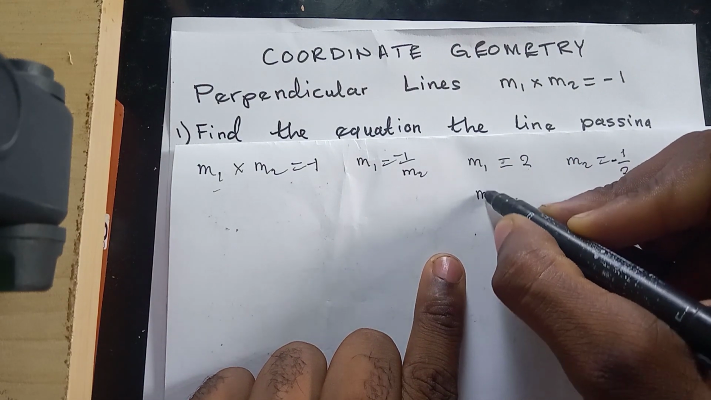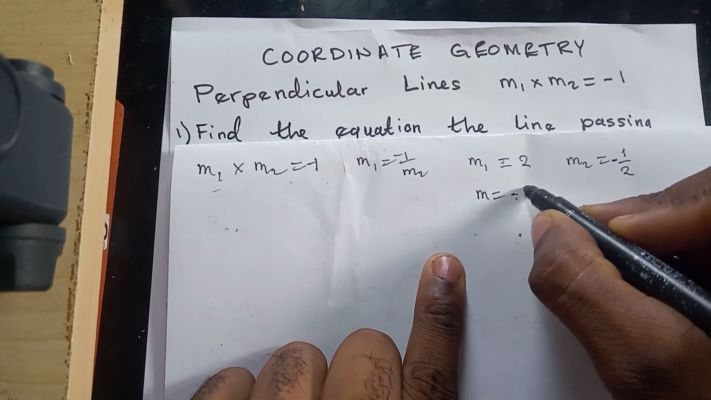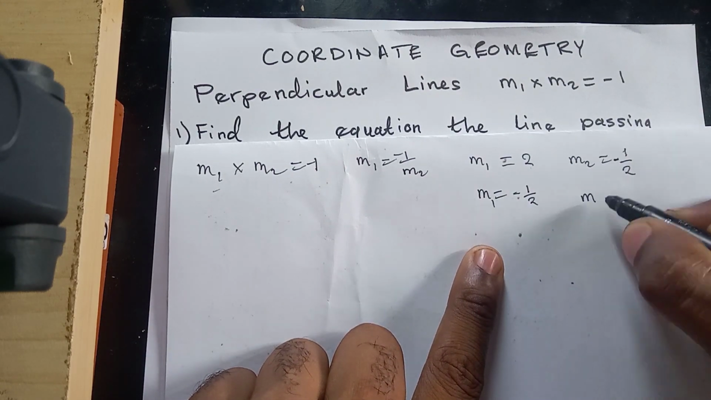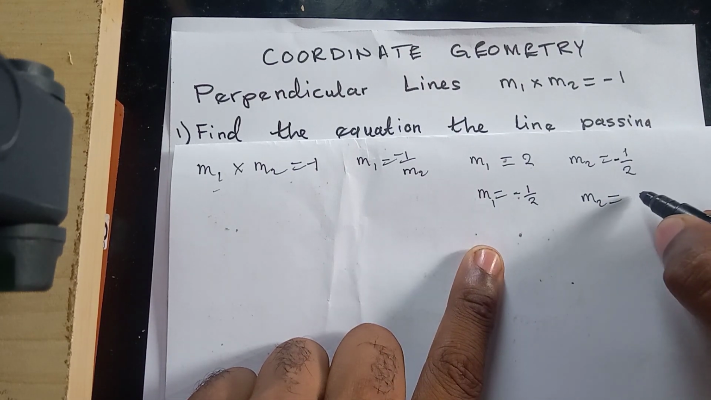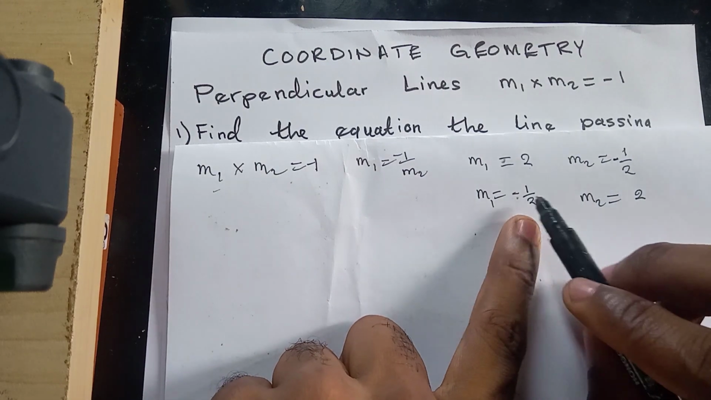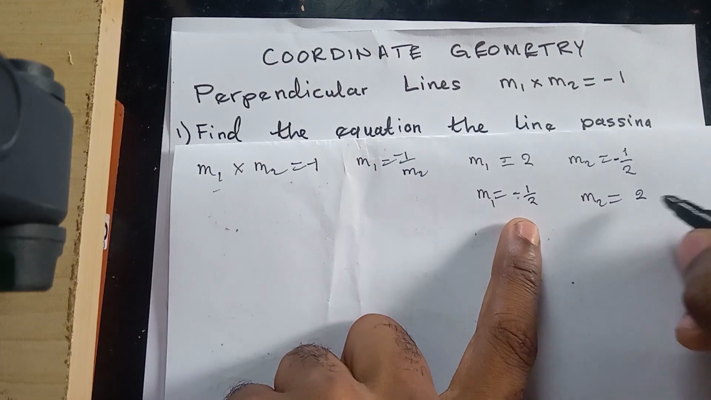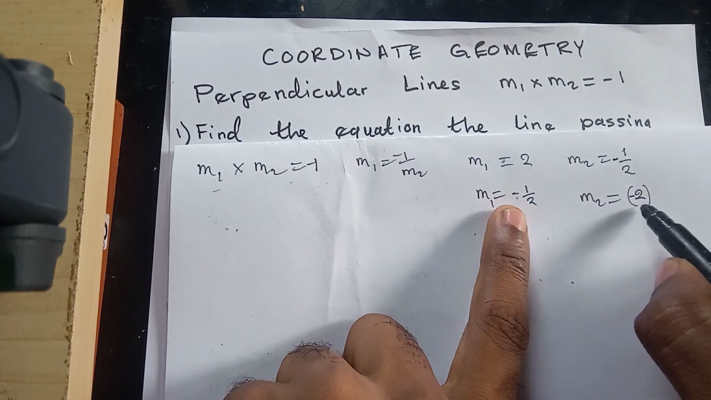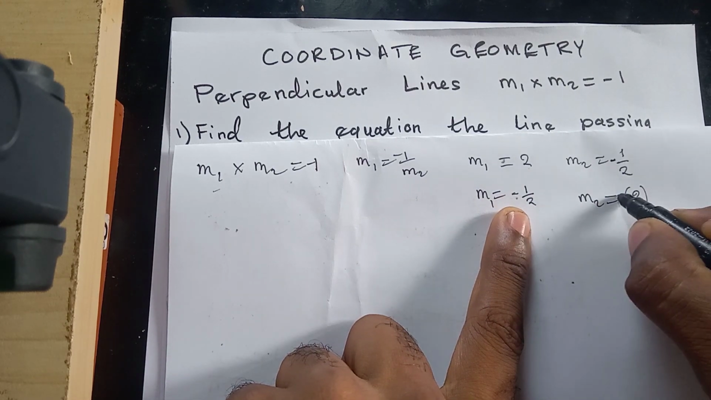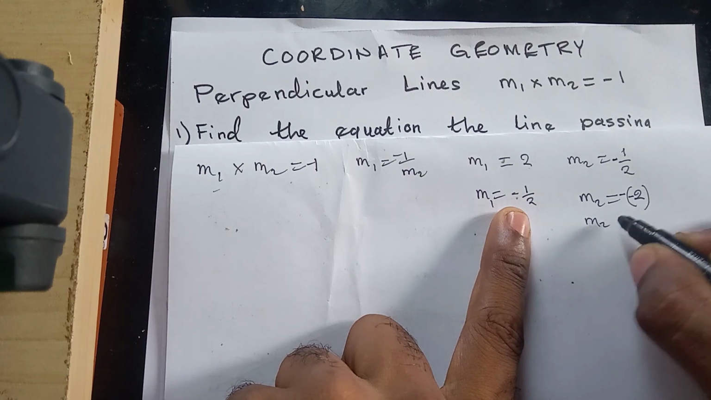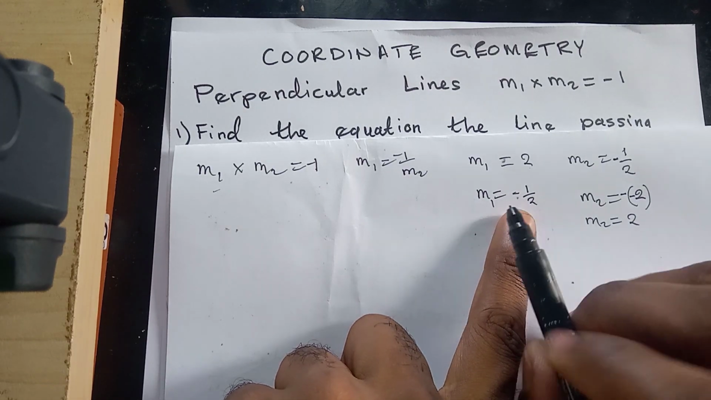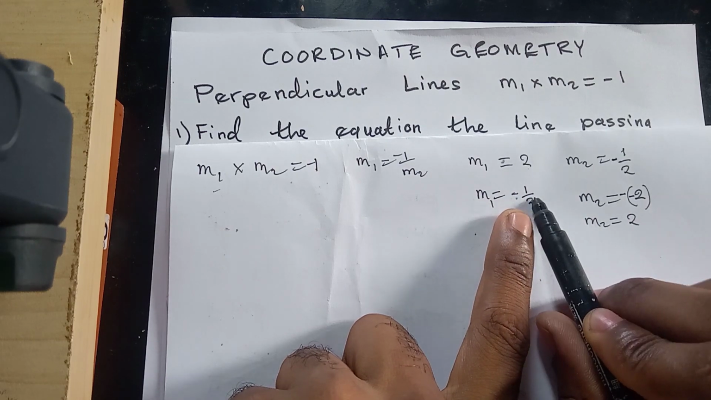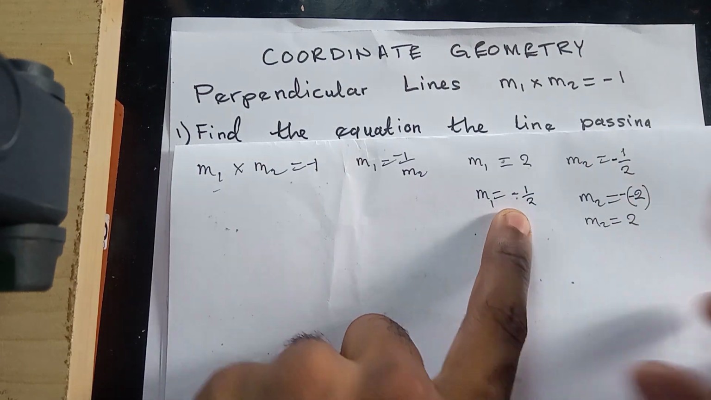So if the gradient of one is, let's say, -1 over 2, then the other gradient will be positive 2, because 2 is the reciprocal of 1 over 2. And then I'm not going to indicate the negative here, because when I get the reciprocal of this, I'll have a -2. And then once I put a negative there, my m2 will be +2. Remember, the product has to be -1. So when I multiply this by this, I'll get -1, which is what we want.